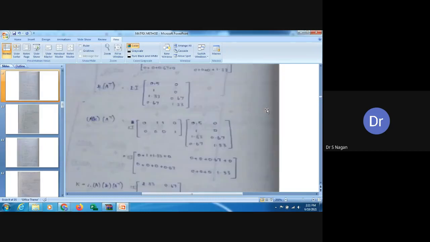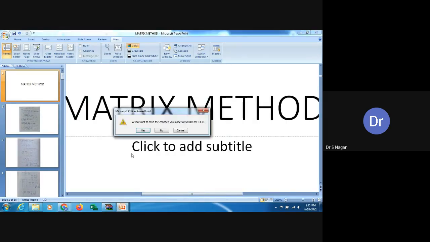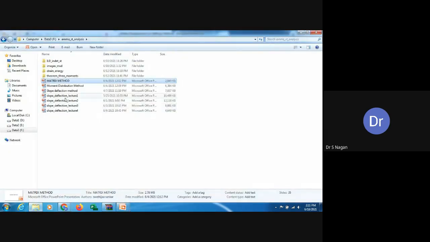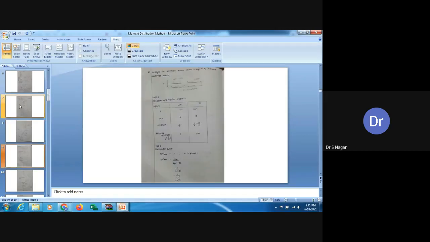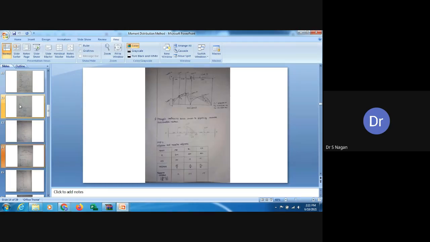I'm going to show you how to calculate fixed end moments due to sinking. After this, I will start the truss analysis, okay? So soon we will start truss analysis.